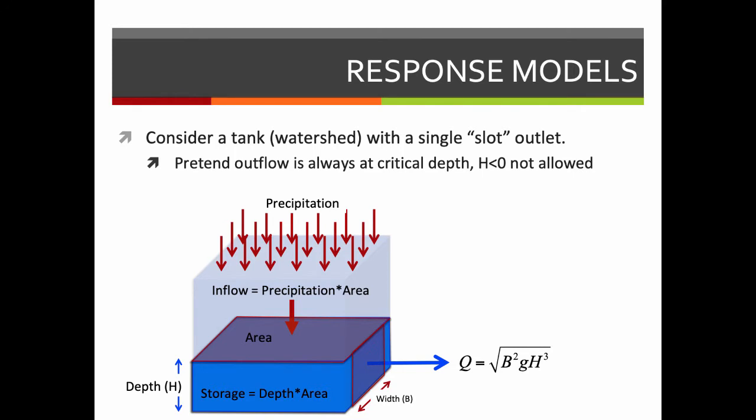Let's look at a related concept that I hope will illustrate the idea of transfer function and relating inputs and outputs. Imagine a watershed as depicted here. In this case it's rectangular, but there's known watershed area. There's precipitation coming in as the little red arrows. The product of that precipitation signal and the area is the inflow to that tank. This tank has no losses, so nothing leaks out the bottom, nothing evaporates.